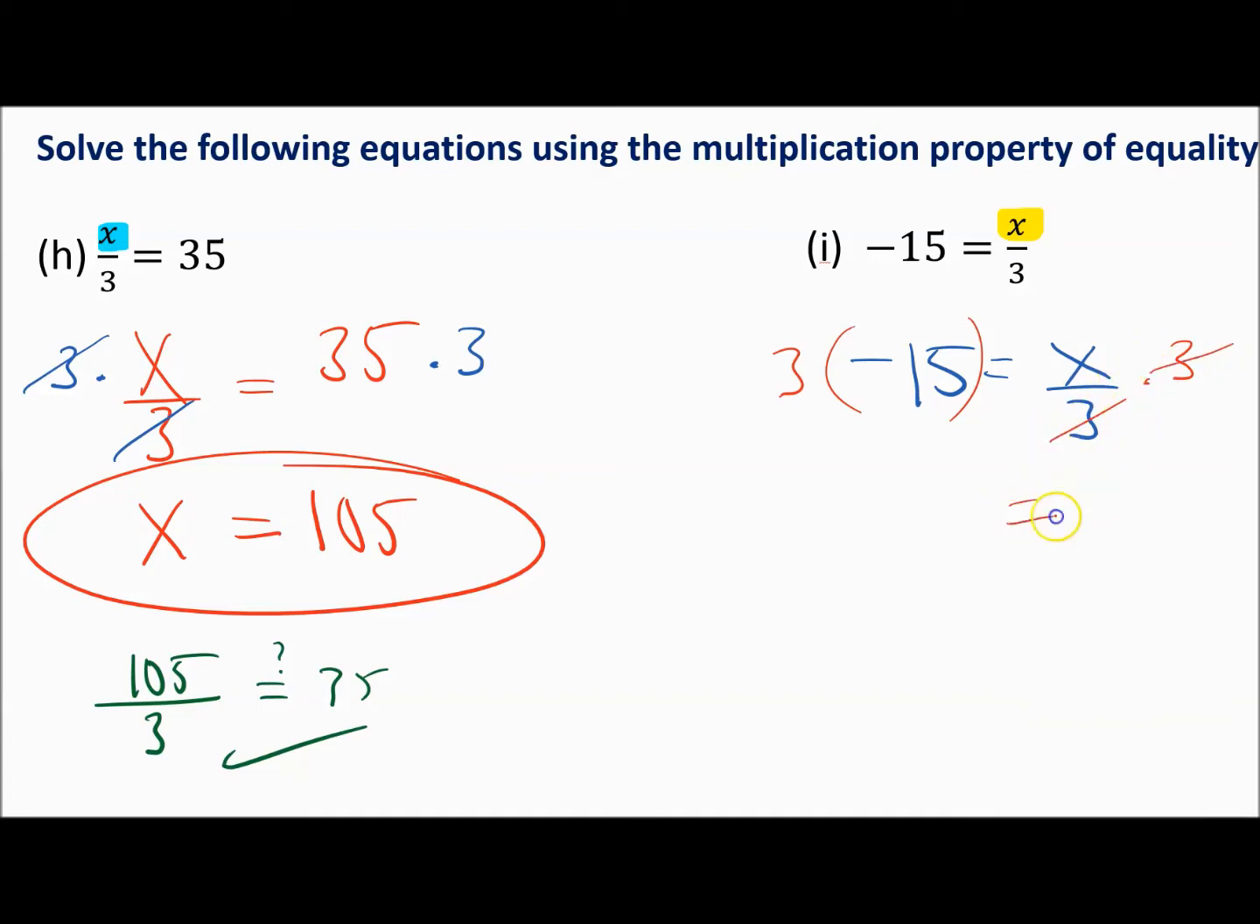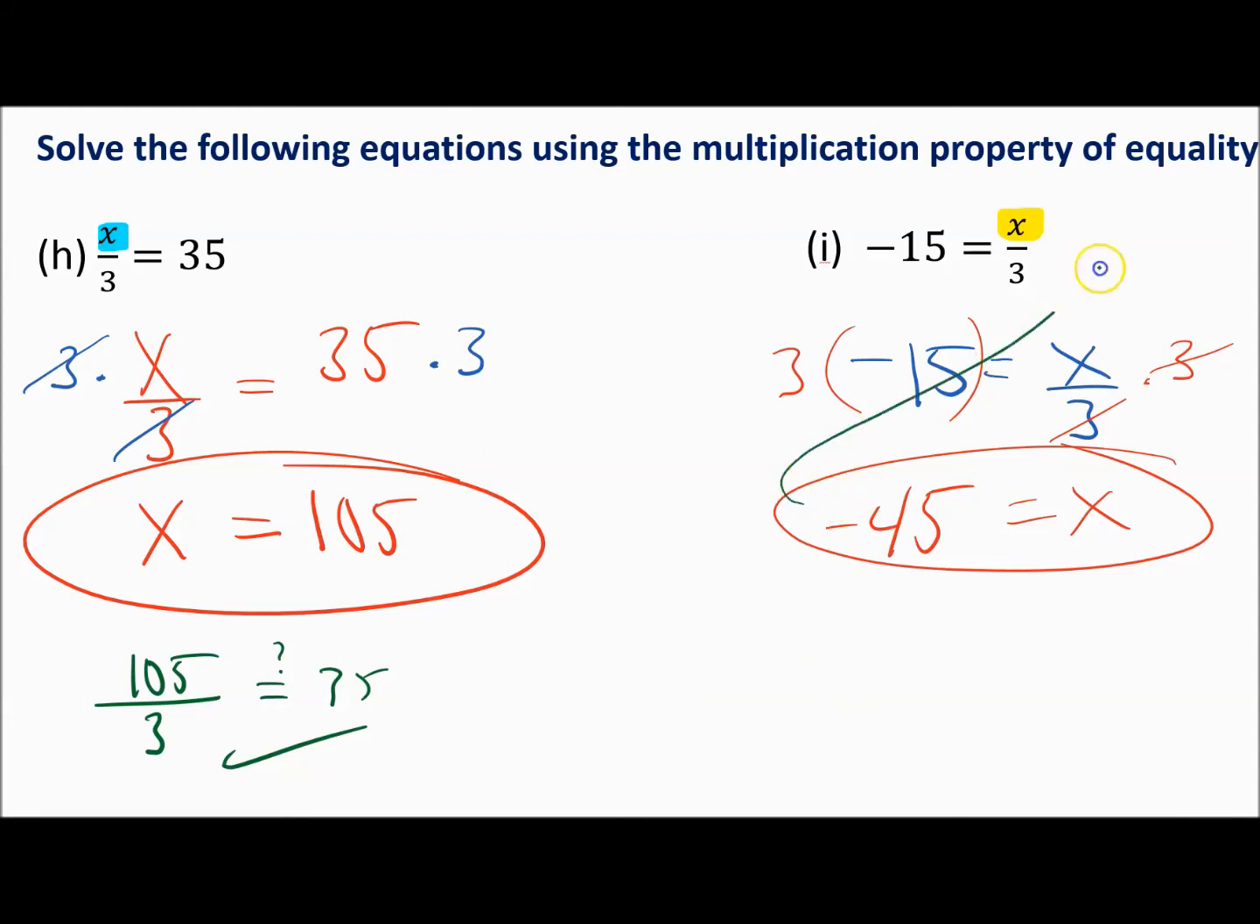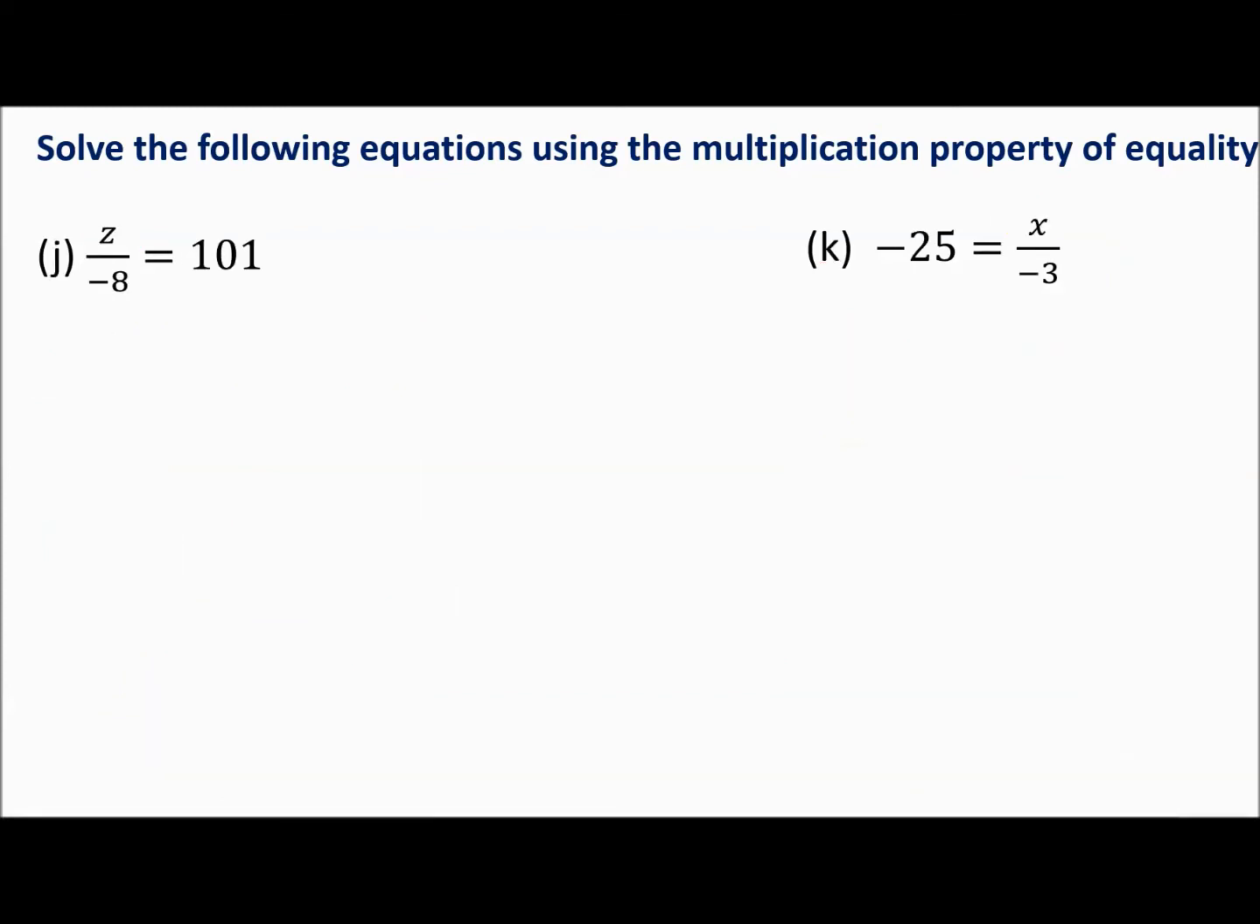Now on the right, the 3's cancel, and that leaves me with just x, which is exactly what I want. And 3 times negative 15 is negative 45. We know a positive times a negative is a negative, and 3 times 15 is 45. We could certainly check it by taking the negative 45 and plugging it in right there. So I have negative 15 is equal to negative 45 divided by 3, and that is definitely negative 15. That checks out. This is very similar to the last page, to the point where it's probably worth pausing the video and just making sure you get the same answers as I do on these.